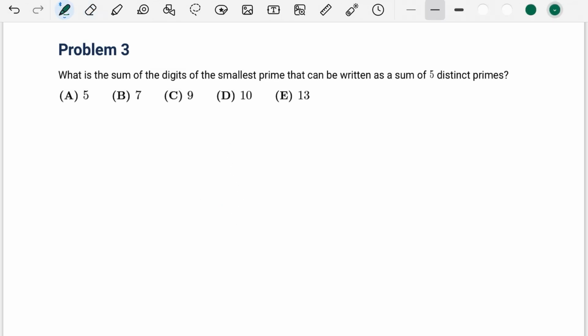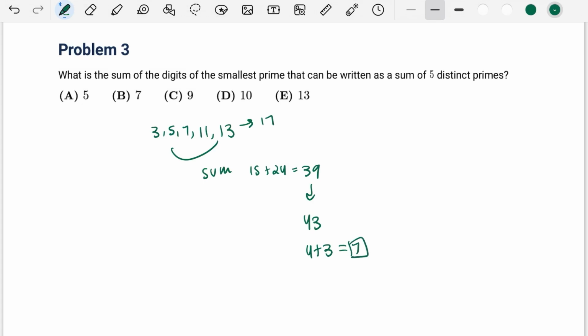So we can list the smallest 5 primes that don't include 2, so that's 3, 5, 7, 11, and 13. And if you sum them, you get 15 plus 24, which is 39. And 39 is not prime. So we want to find the next smallest sum of 5 distinct primes. Well, to do that, we can simply replace 13 with 17. That would increase our sum by 4 to get 43. And so our final answer is 4 plus 3, which equals 7, or B.